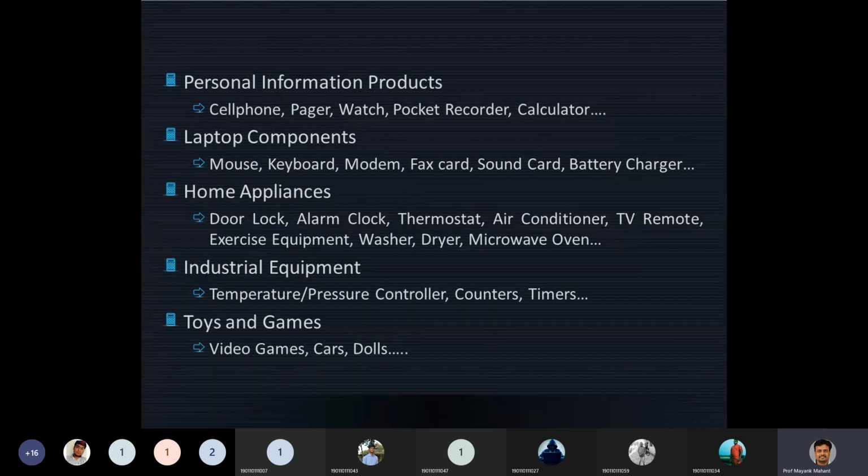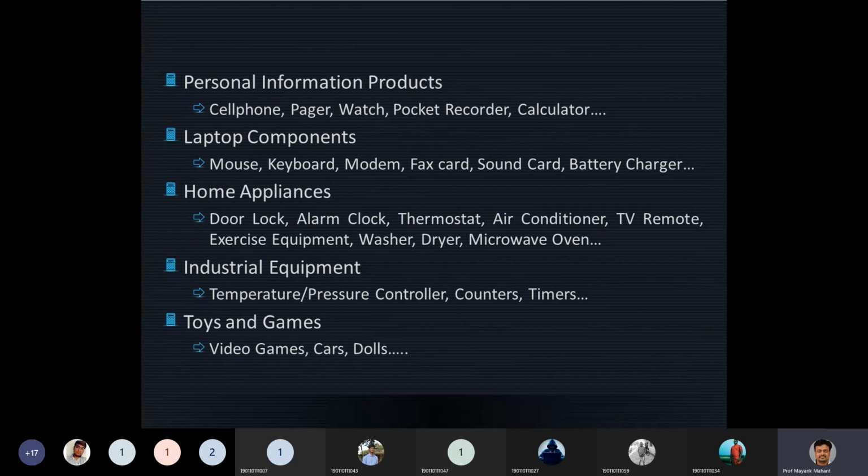Home appliances such as door locker, alarm clock, thermostat, air conditioner, TV remote, exercise equipment, washer, dryer, microwave. The list is so long. In every appliance, in every piece of equipment, you will find a microcontroller within it. And these are not the only places where you can find a microcontroller.